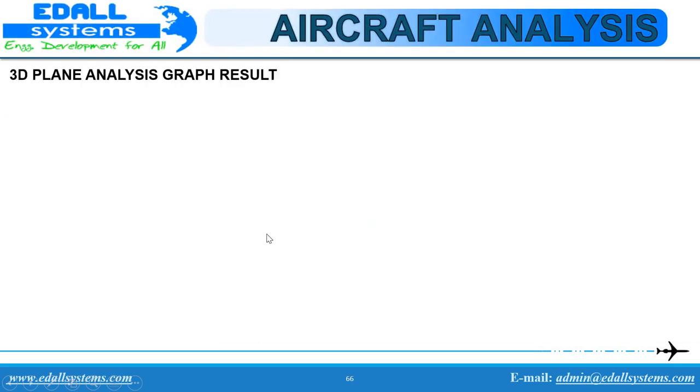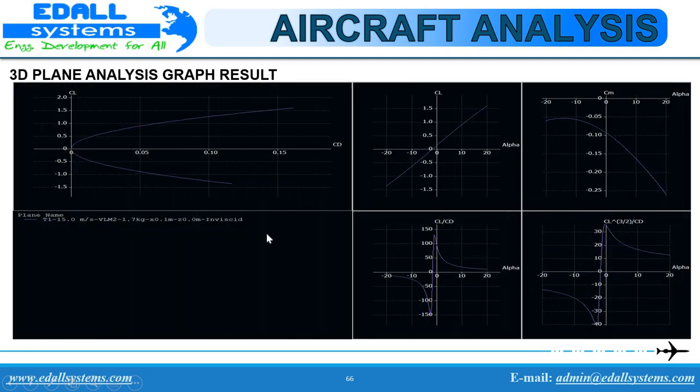And then we have the 3D plane analysis graph result. Once we click on the graph section on the toolbar, we will get the CL/CD graph, CL versus alpha, CM versus alpha, CL/CD versus alpha curve, which is all explained in the previous session. So this is the output of the RC plane analysis that we have done.